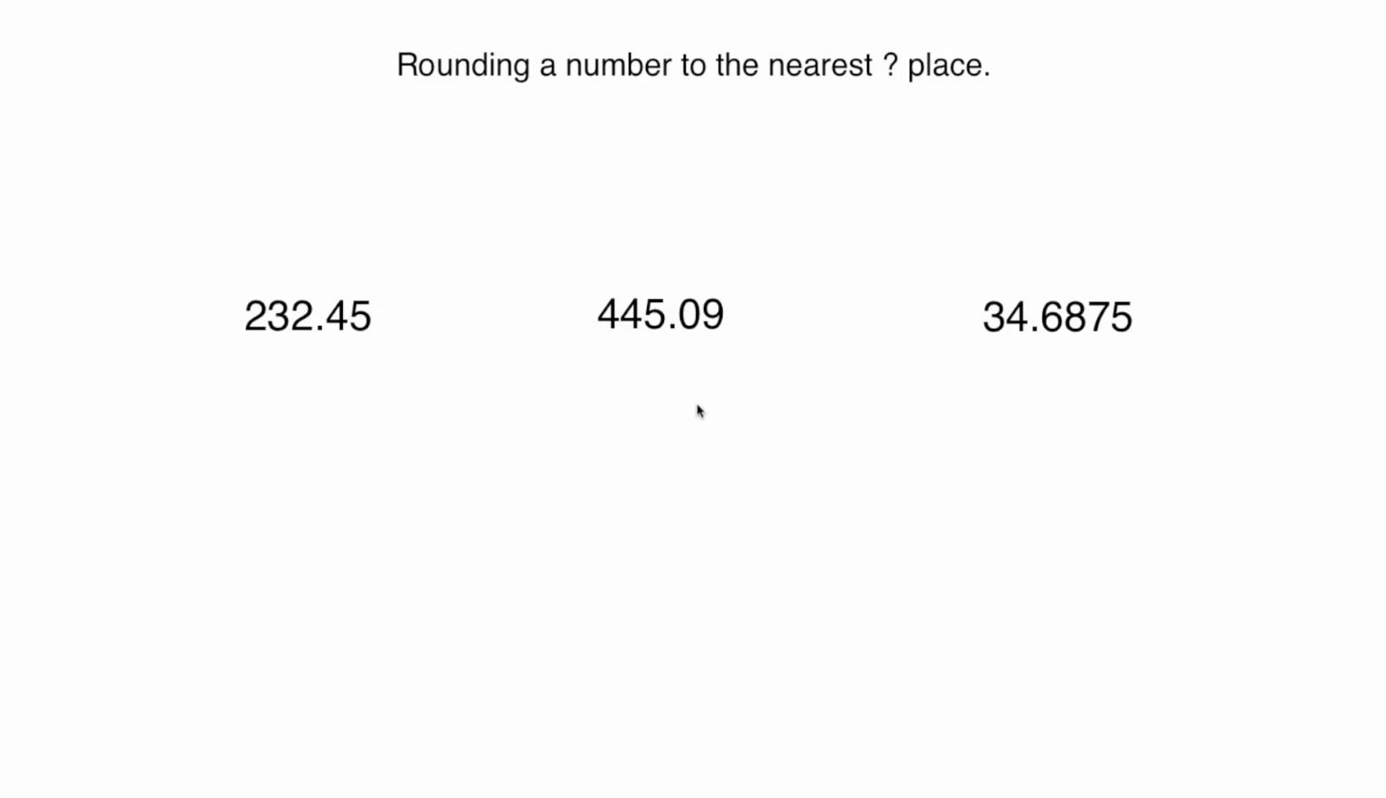Rounding a number to the nearest whatever place value that a test or homework asks you. I have three numbers. I have 232 and 45 hundredths, and the second number is 445 and 9 hundredths. And the third one is 34 and 6,875 ten thousandths.